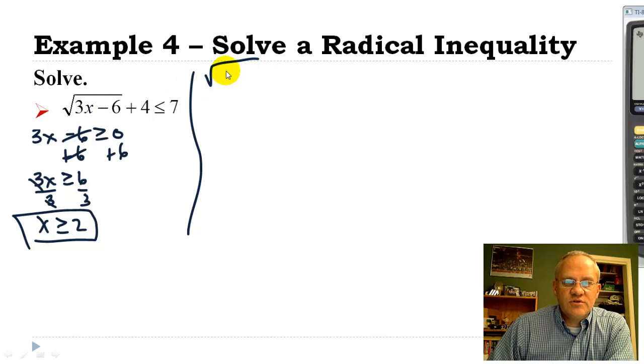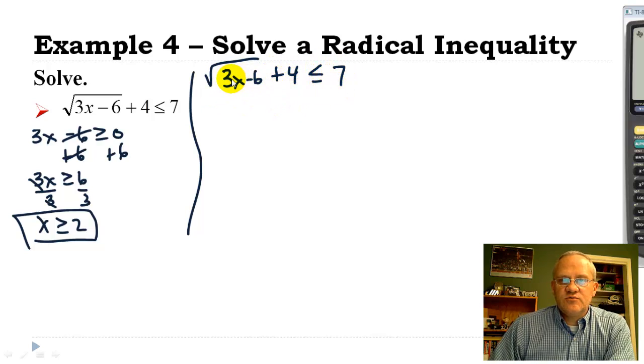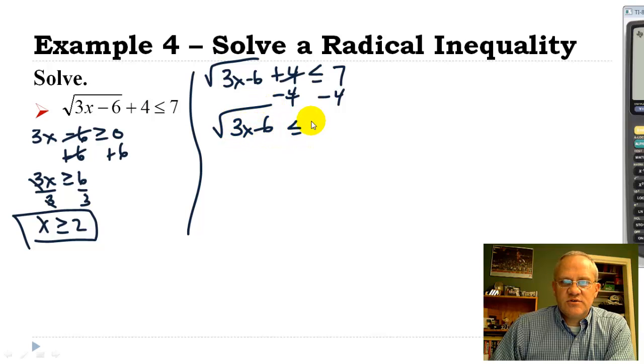So I've got the square root of 3x minus 6 plus 4 less than or equal to 7. First step is get the radical by itself. So to do that, I do minus 4. Square root of 3x minus 6 is less than or equal to 3. 7 minus 4 is 3. Square this whole side and that side. So what I have left now is 3x minus 6 less than or equal to 9.